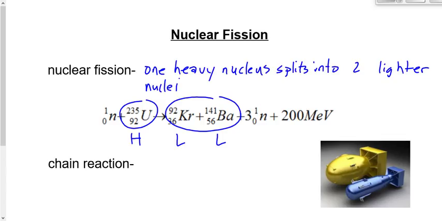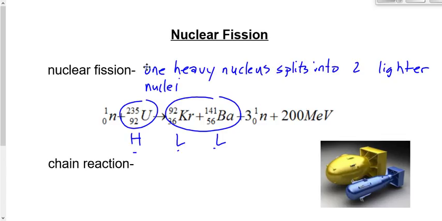Now, these two smaller things, krypton and barium on the right-hand side, we can get other combinations. Krypton and barium are not the only possibilities. They just happen to be the most common ones that we see written out. There's lots of possibilities, though. When we bombard uranium-235 with a neutron, it will split up into two lighter nuclei, and that's what we call nuclear fission, when one heavy nucleus splits into two lighter ones.